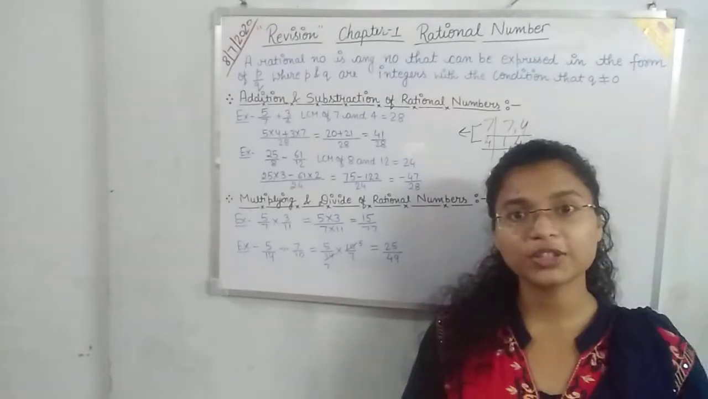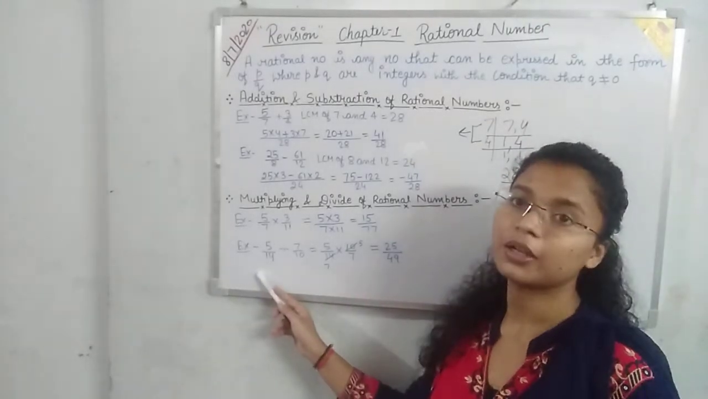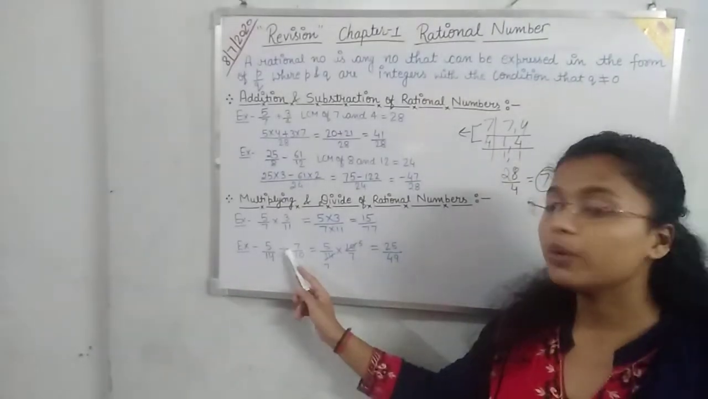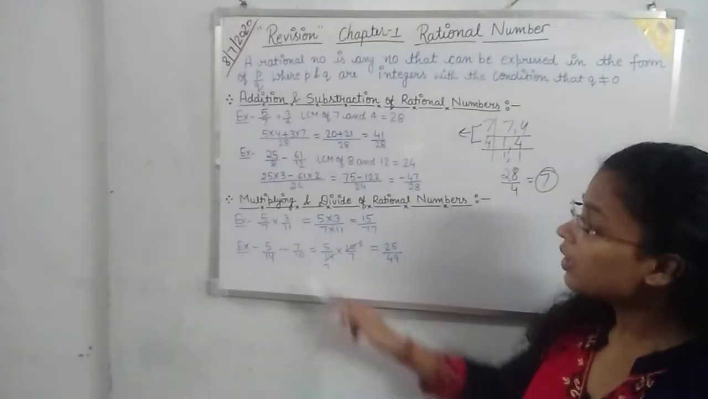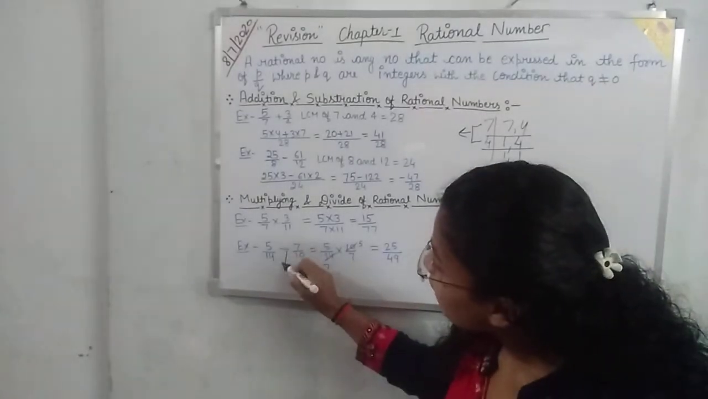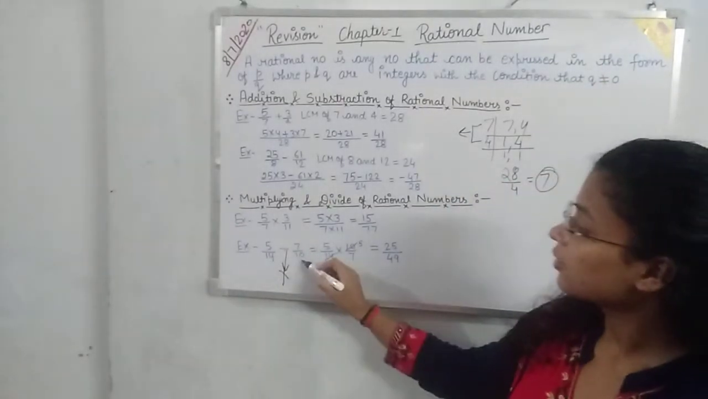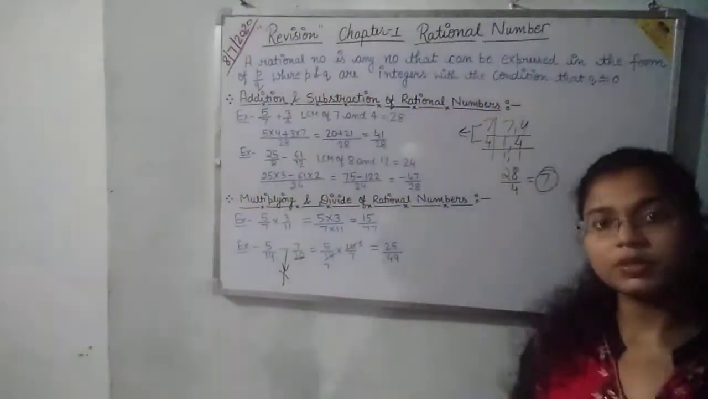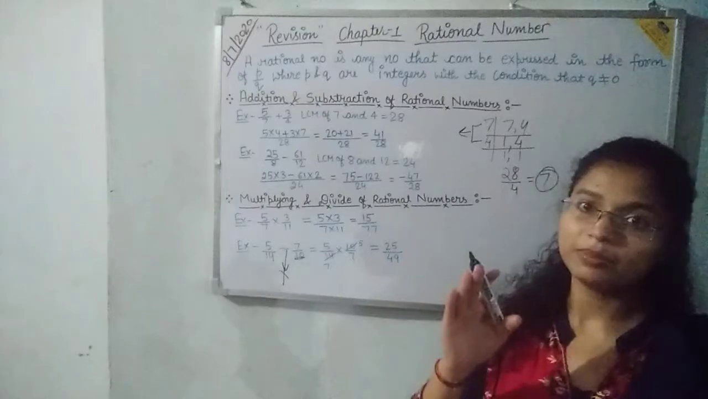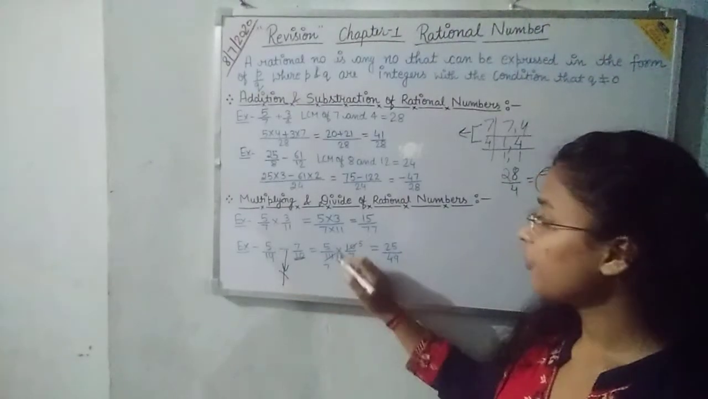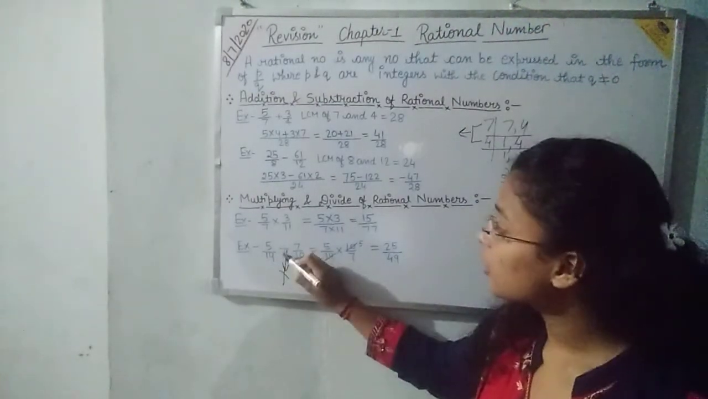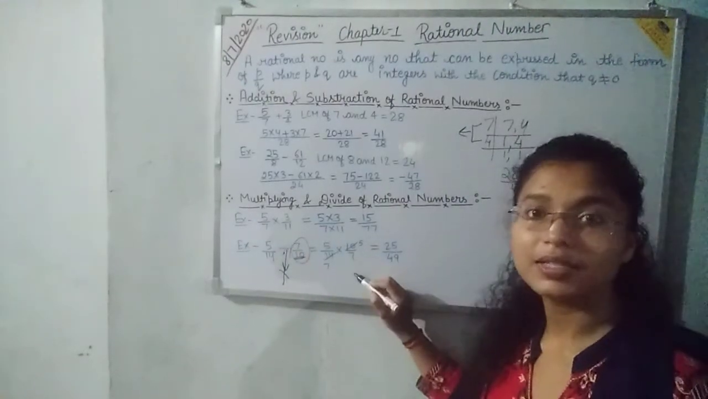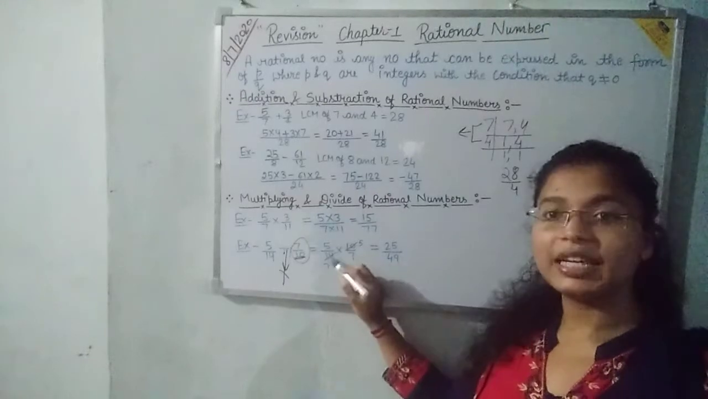Now the division of rational numbers. Suppose this is your given example. Now you have to divide it. How will you divide? When you convert this divide sign into multiplication, this rational number will become its reciprocal, meaning the numerator will become the denominator and the denominator will become the numerator. So 5 by 14, and when you convert this divide into multiplication, this will become the reciprocal, meaning 10 by 7. Now you can easily cancel them.